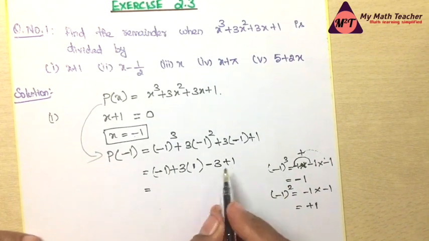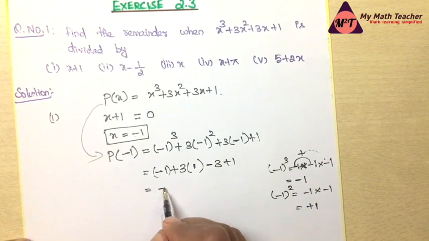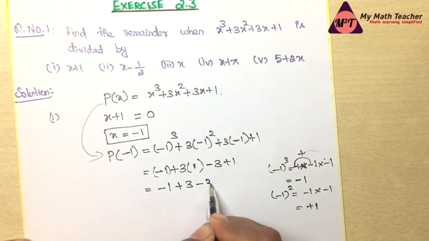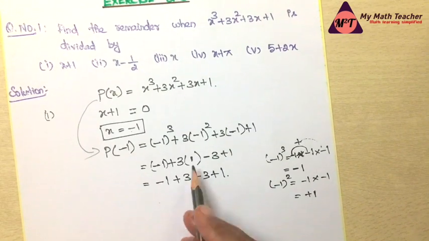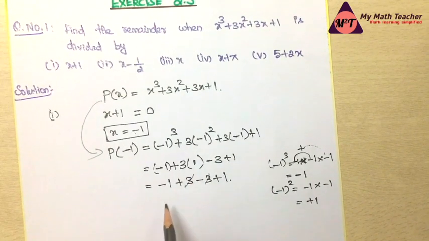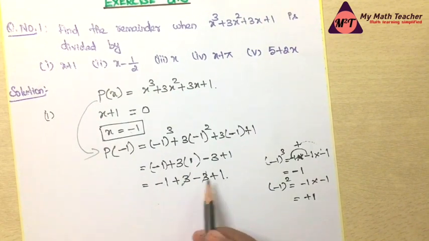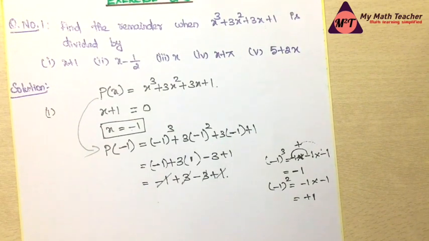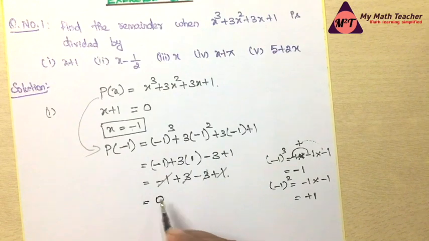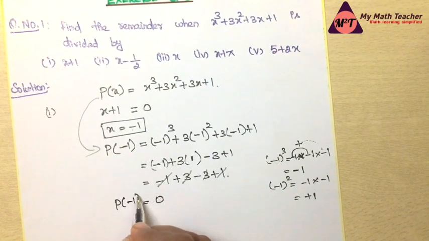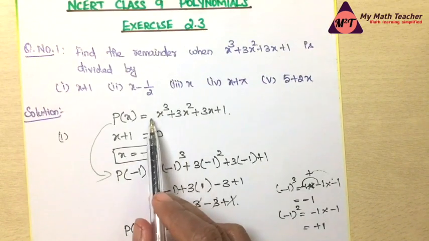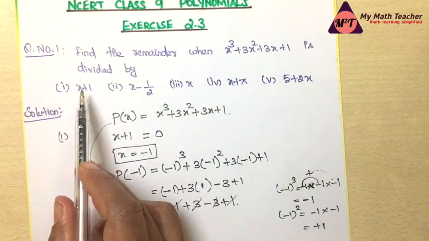Now remove the brackets by multiplying. Here we have minus 1 plus 3 ones are 3, minus 3 plus 1. Subtract 3 and 3, it becomes 0. And minus 1 plus 1, same number with the opposite sign, when you add, it becomes 0 as well. Now this is 0. P of minus 1 is 0. This is the remainder we have got when we divide the given polynomial by x plus 1.